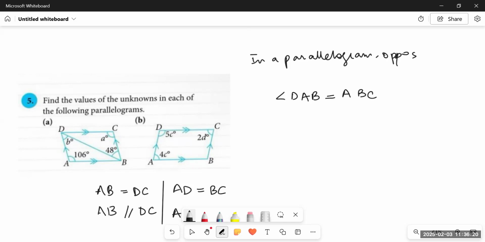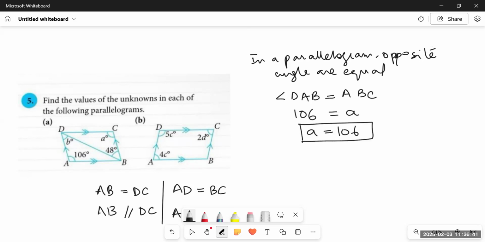Using this property, we can say that angle DAB is equal to angle ABC. If one of the angles is given, angle DAB is given as 106. So angle ABC, which is angle A, would also be 106. We can write it as angle A is equal to 106. You see, this is how we can easily find angle A.